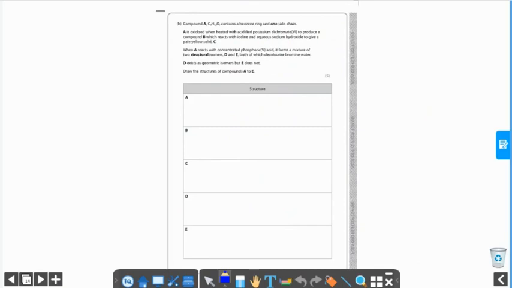Compound A contains a benzene ring and one side chain. A is oxidized when heated with acidified potassium dichromate(VI) to produce a compound B, which reacts with iodine and aqueous sodium hydroxide to give a pale yellow solid C. So this has a benzene ring. Now see what's the compound? C9H12O. That means it's an alcohol, because alcohols can be oxidized with potassium dichromate. And this has to be a secondary alcohol, because a secondary alcohol gives a ketone with a methyl carbonyl group.